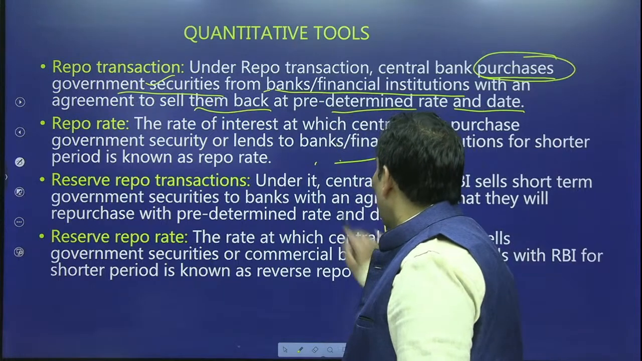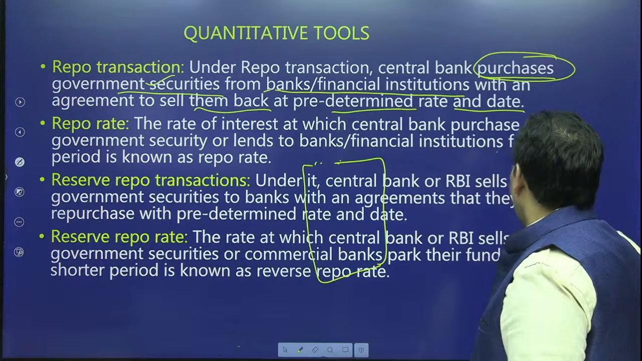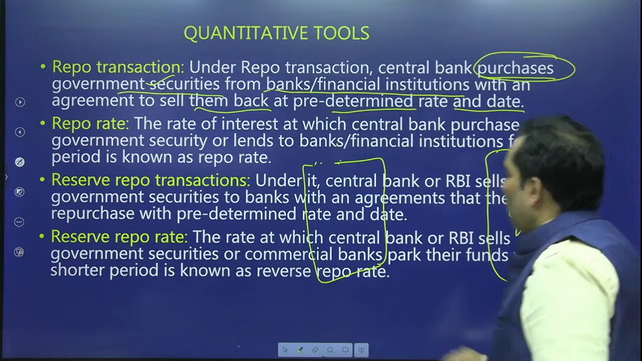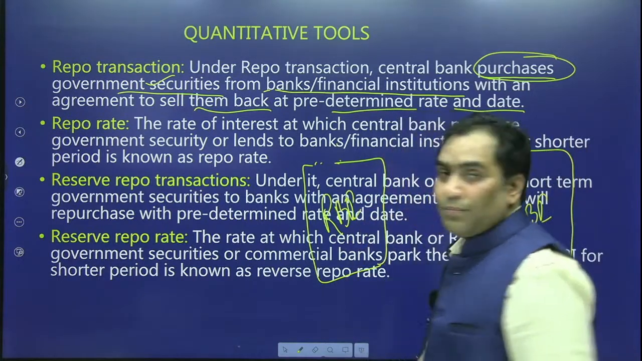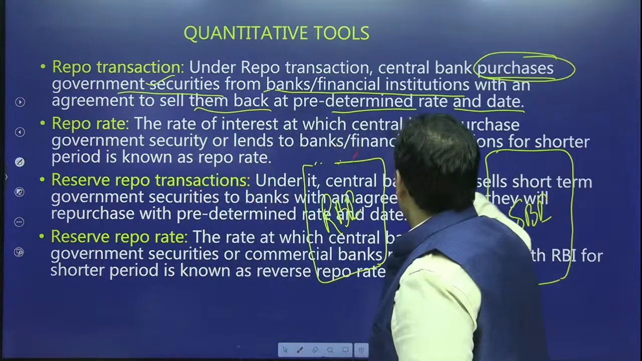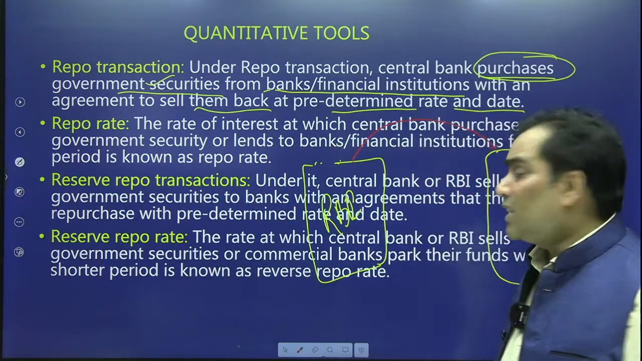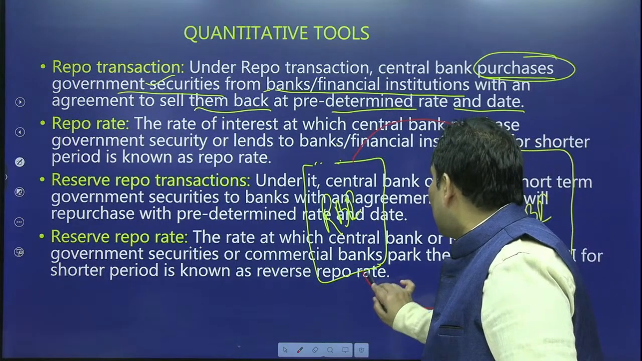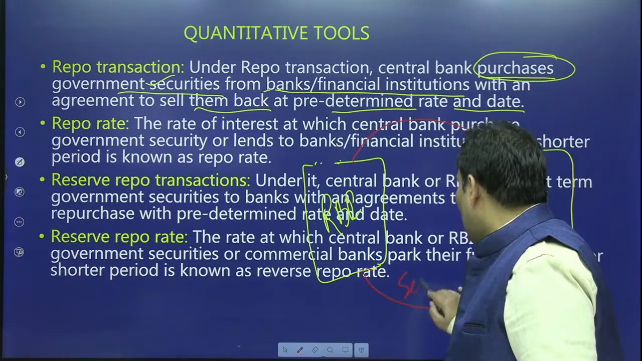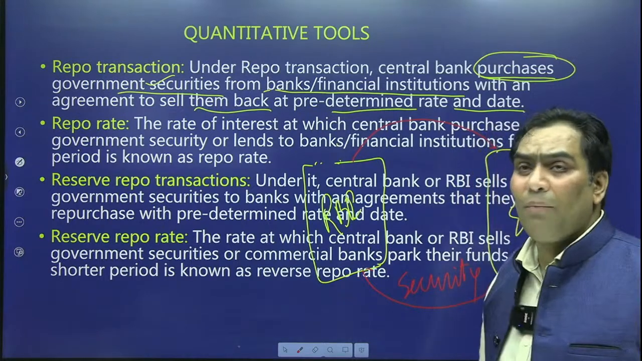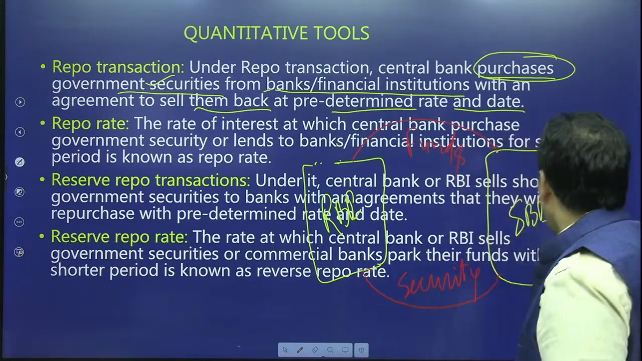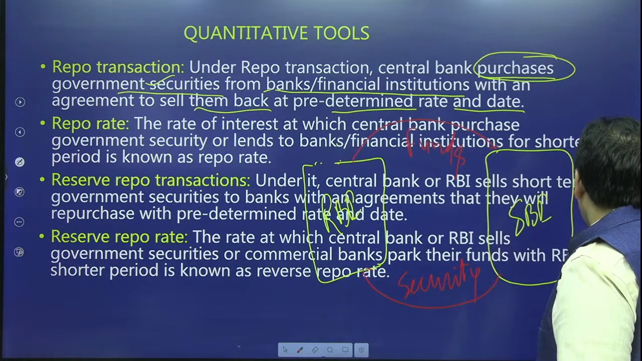I am going to make a figure for you. Please listen very carefully. This is RBI and this is, suppose, a commercial bank, SBI. Let me change the pen color. When RBI purchases the government security, the security will transfer from SBI to RBI, and funds will transfer from RBI to SBI, and that will lead to an increase in money supply.